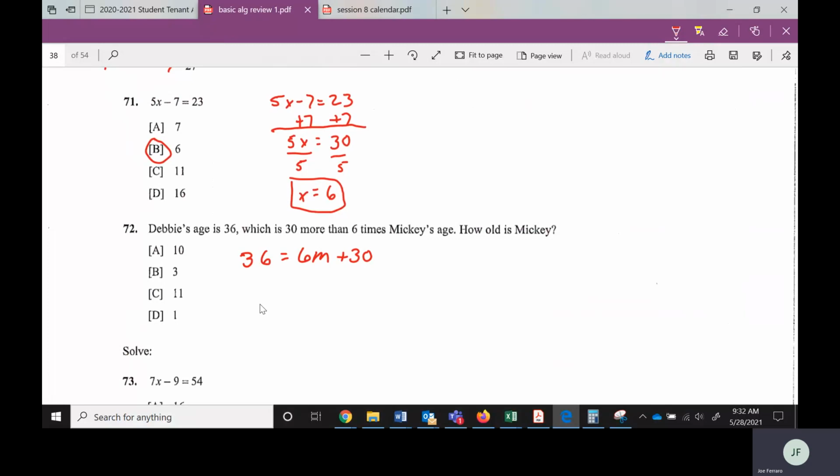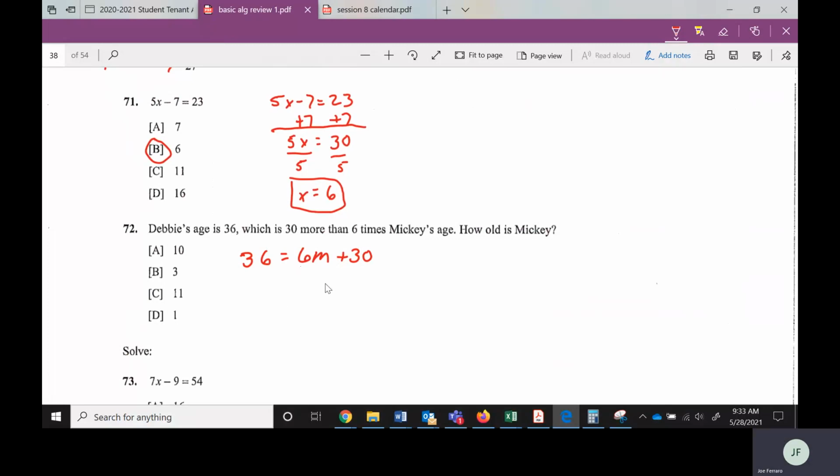So that's the first key, is to set it up like that. And we'll look at another one like that, just make sure you're setting that up right. So again, they say Debbie's age is 36. We don't need a variable for that because it is her age. So that's 36. It says, which is equals 30 more than, meaning we add 30 to something. And that something we're adding to is 6 times Mickey's age, so 6m.